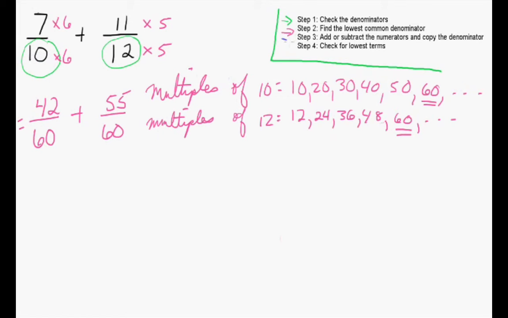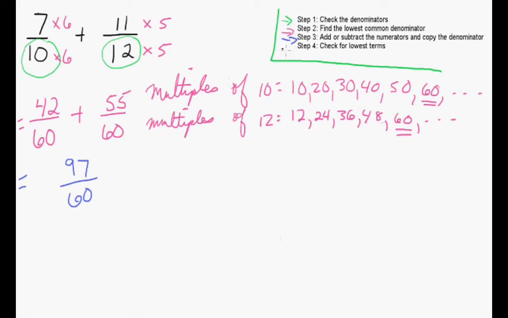We're going to move on to step 3 now, and that's adding or subtracting the numerators and copying the denominator. So 42 plus 55 is 97, and we're going to copy the denominator down.